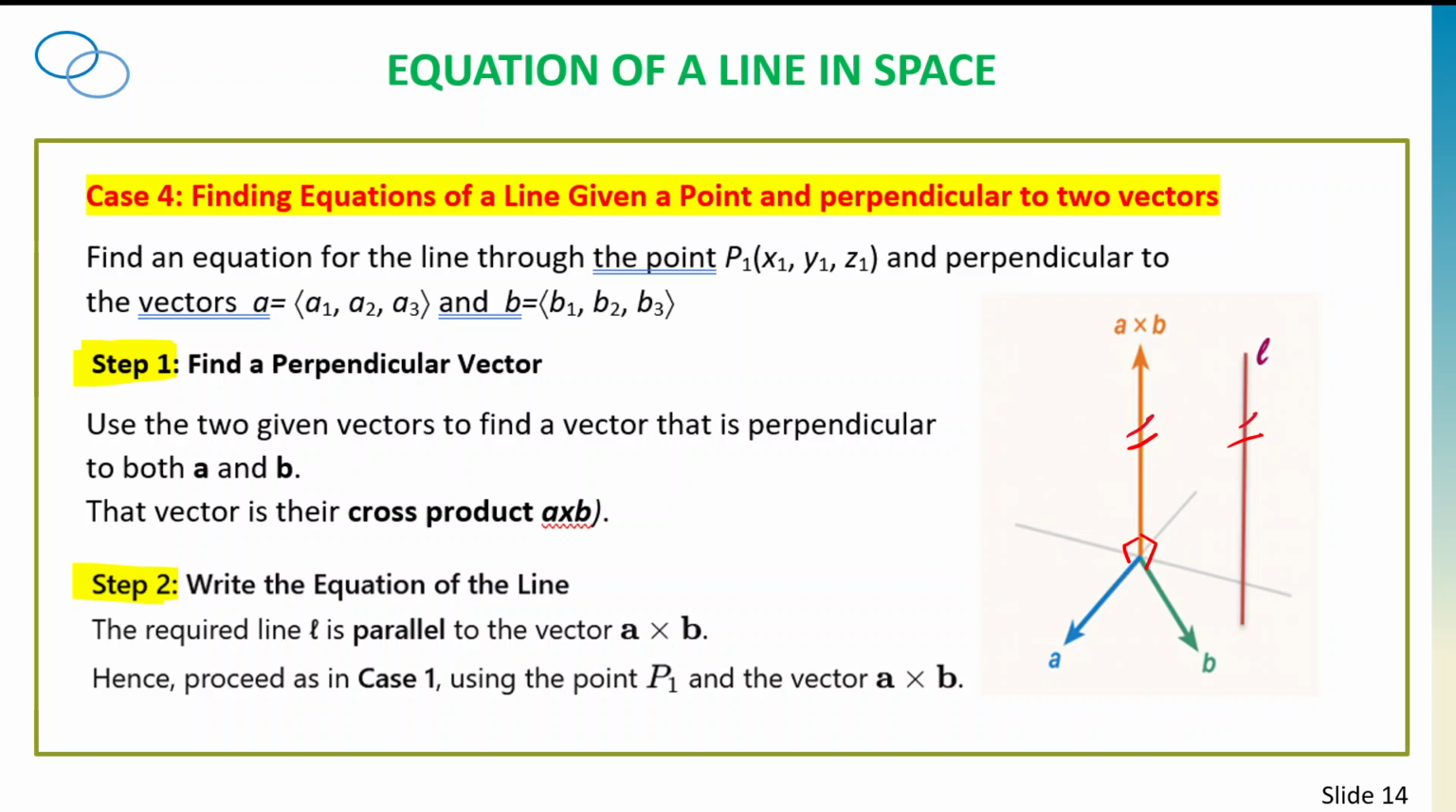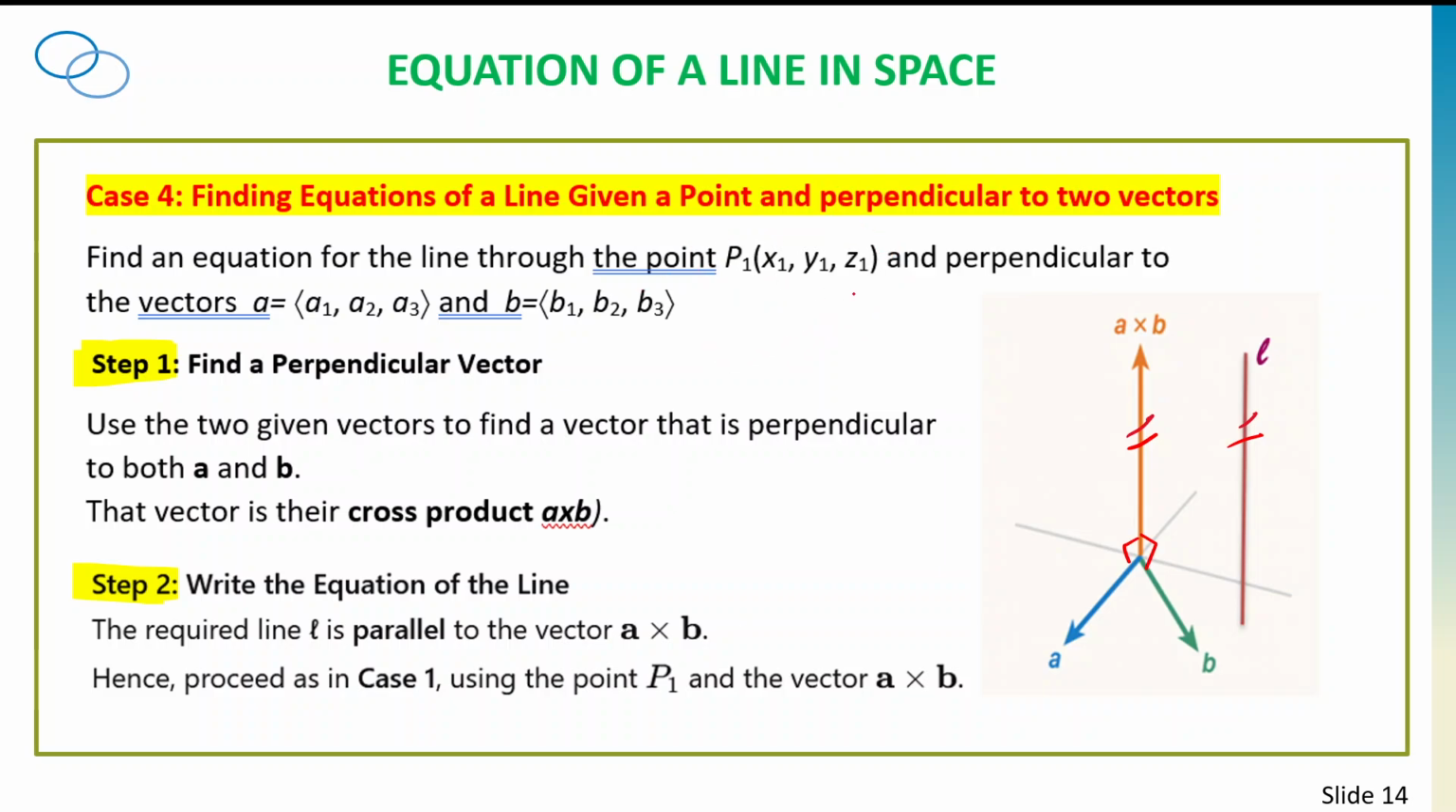Fine. So now what do we need to do? The first step is to find a perpendicular vector. From where do we get this perpendicular vector? I get it as their cross product. Okay, just simple. I'll find A cross B. Now we need to find the equation of the line. How? The point is always given. So we have the point already. And the required line L is parallel to the vector A cross B. Remember the minimum requirement: we need one point, which is already here.